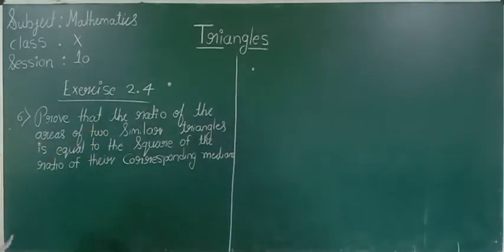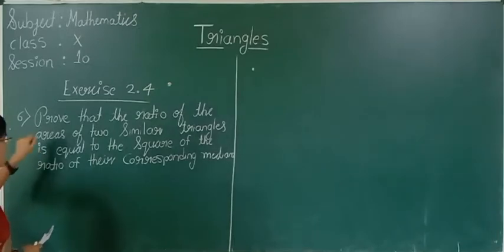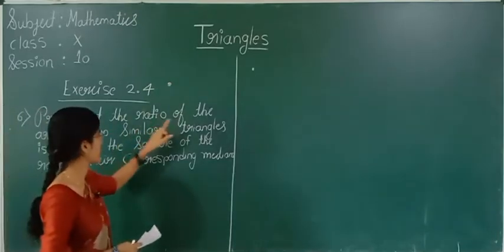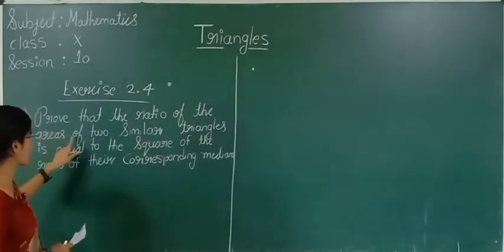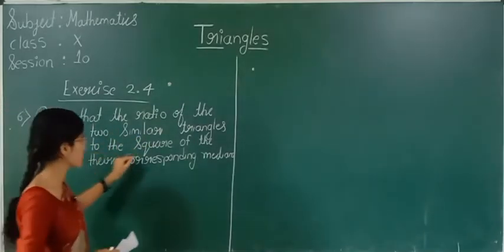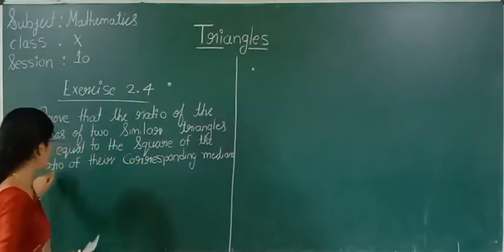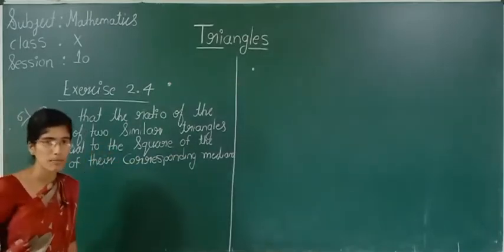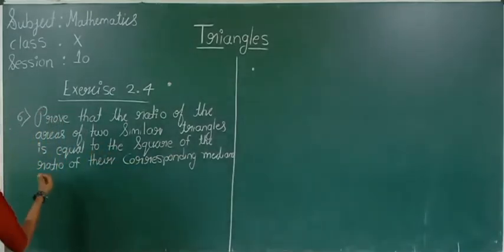Okay. Now see here, the sixth question tells that prove that the ratio of the areas of two similar triangles is equal to the square of the ratio of their corresponding medians. Now see here, solution.